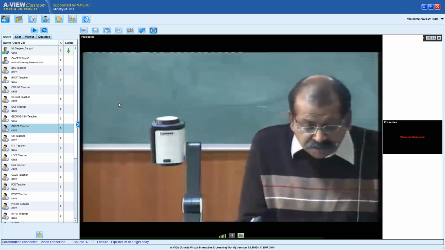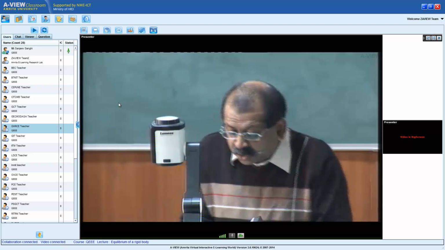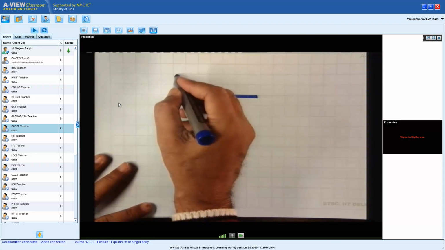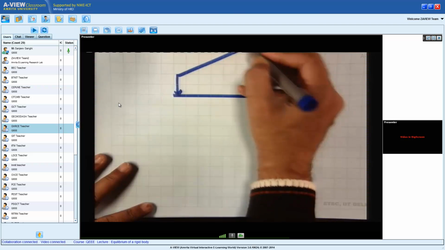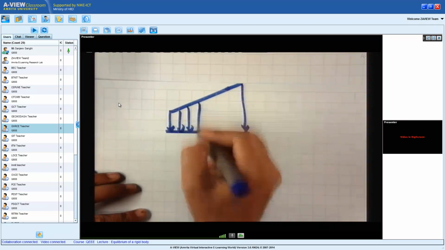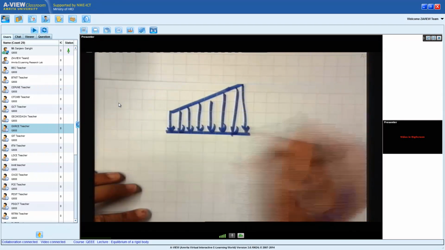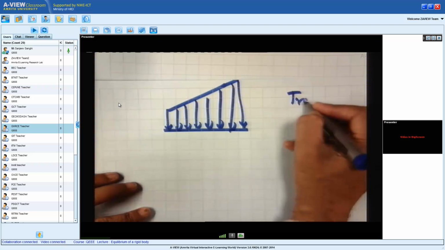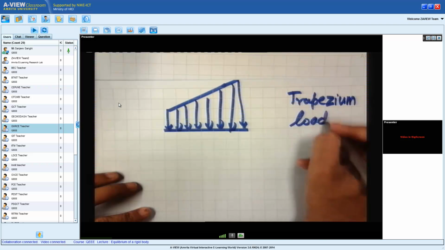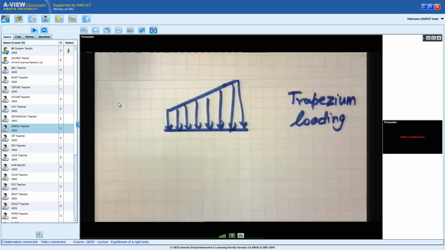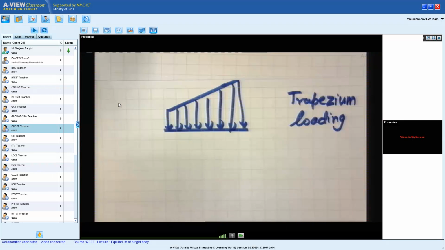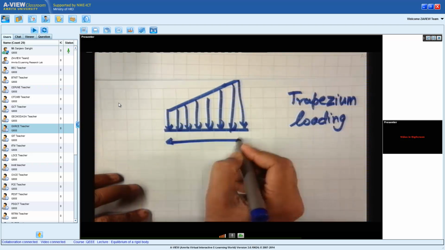Now, this was a small mathematical detour, but let's now go back to this question of loading on the beam. Let's come to the third case, which is slightly more complex. We take a loading like this, what we call a trapezium loading. Think about it. How do we find the equivalent force because of this?